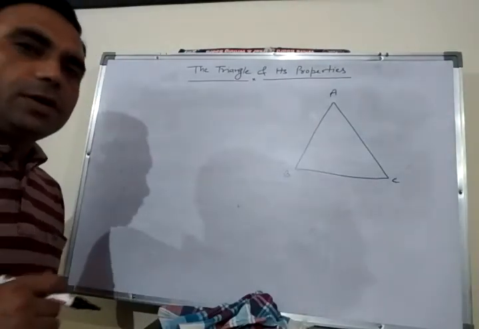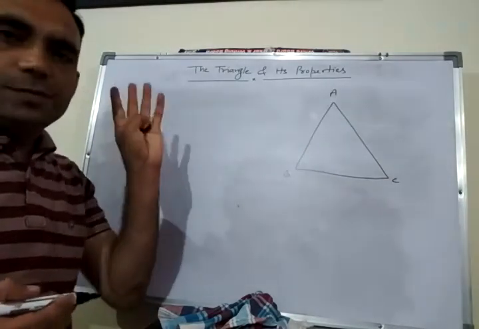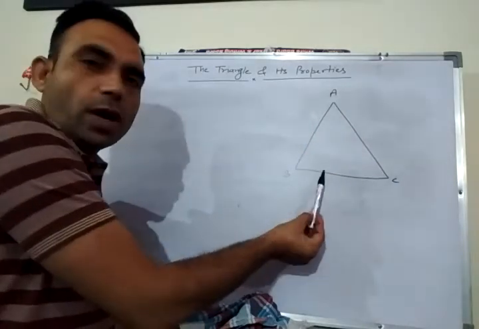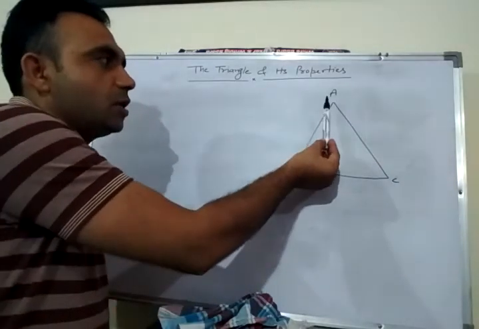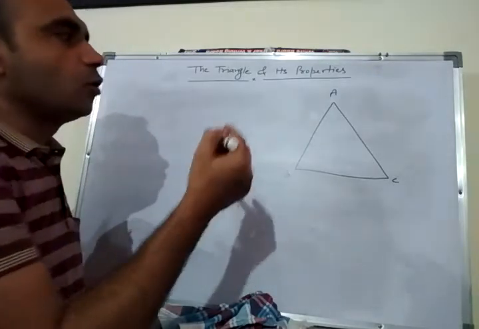Now let us say we have a triangular field. This is a triangular field ABC. We say that you have to reach from A to any point of BC. You have to start from A and go to any point on BC. How many ways could you have?